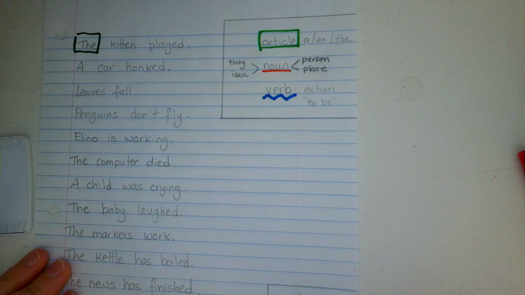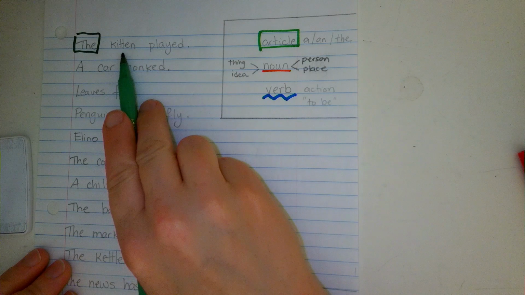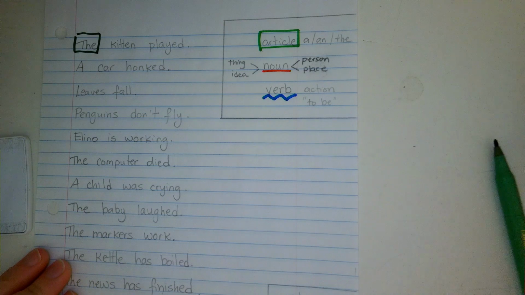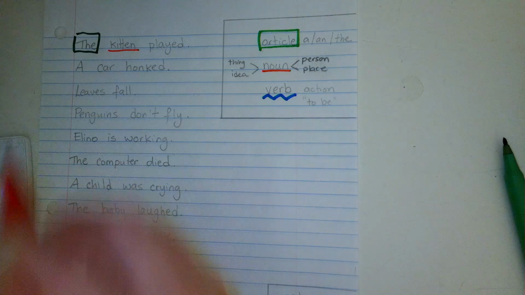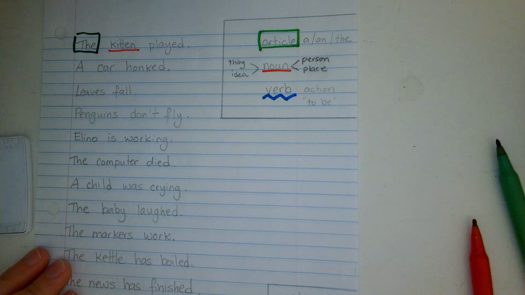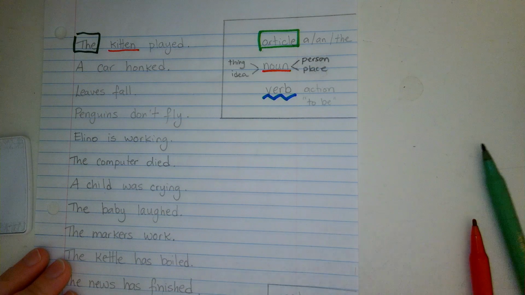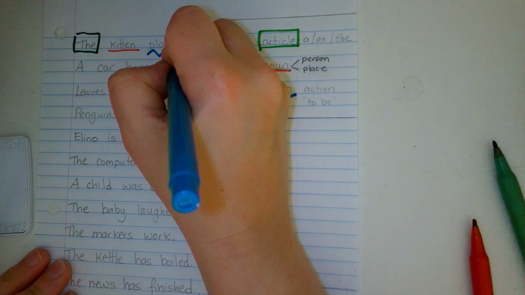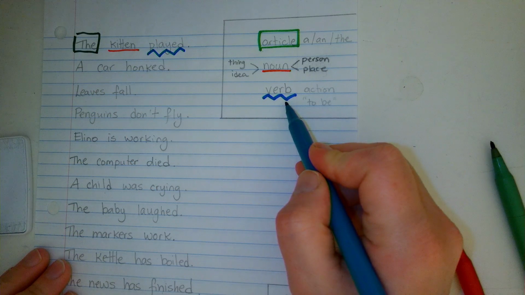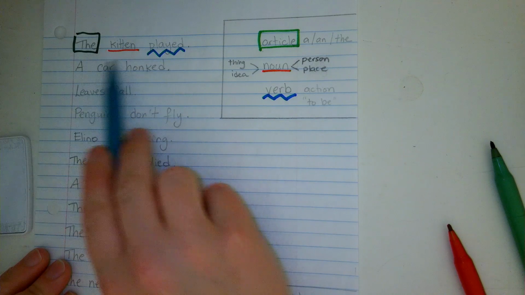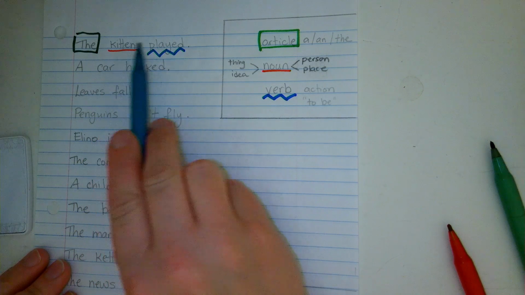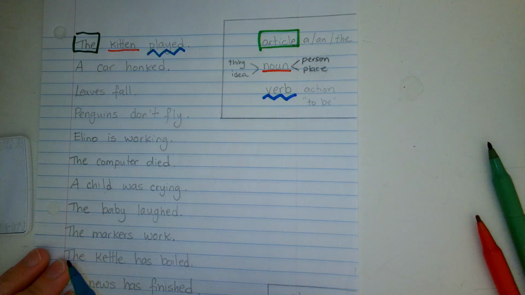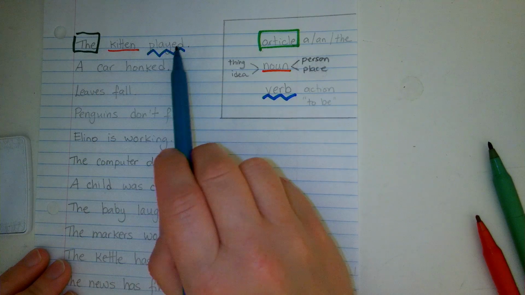The kitten played. Okay, now I'm looking at the next word. What is kitten? Kitten is a noun, a thing or a person. Okay, and what did the kitten do? The kitten played. So played is a verb. Okay, so the kitten is the subject of my sentence. It's an article and a noun. And played is my verb. An English sentence must have a subject and a verb.